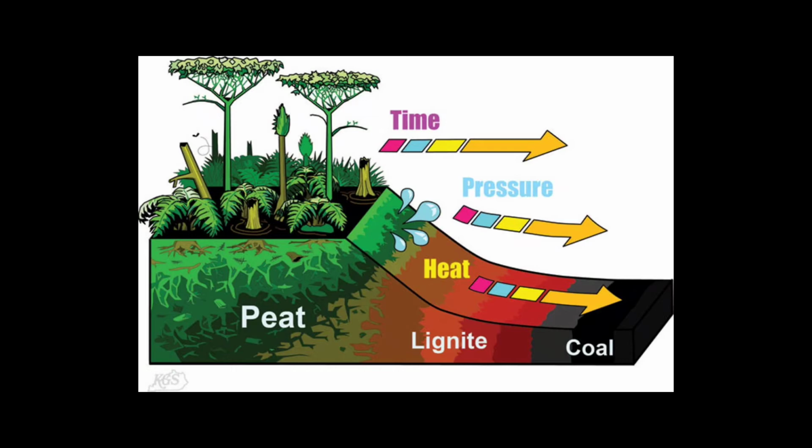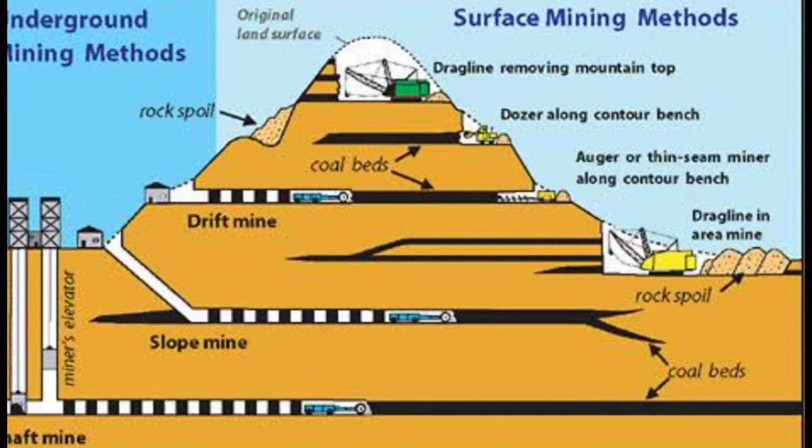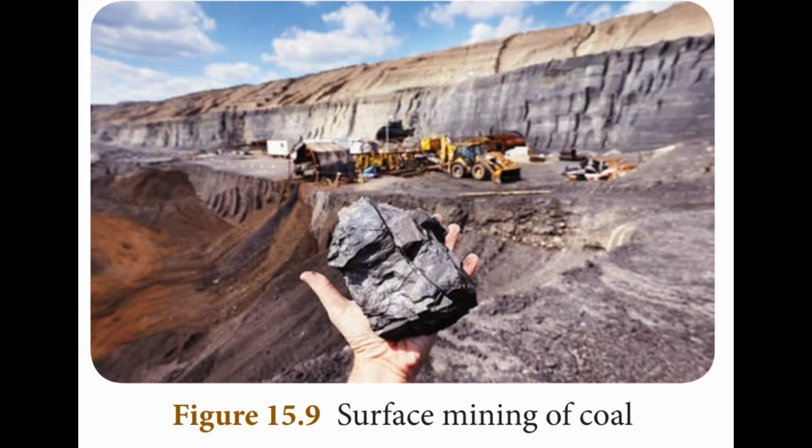Now we are going to see extraction of coal. Coal is extracted from the coal beds found below the surface of the earth. Coal found inside the earth is broken into pieces by explosive and brought above. Depending upon the coal bed, coal is extracted in two ways.